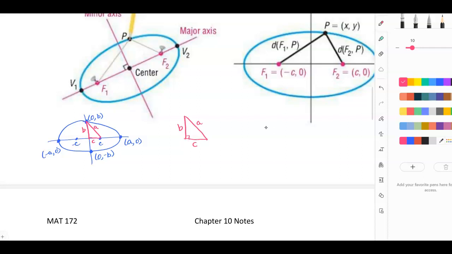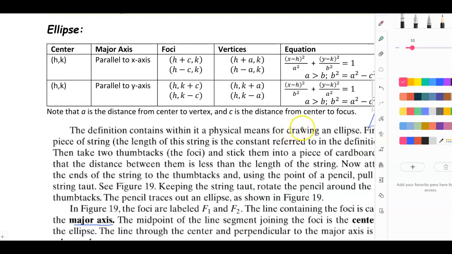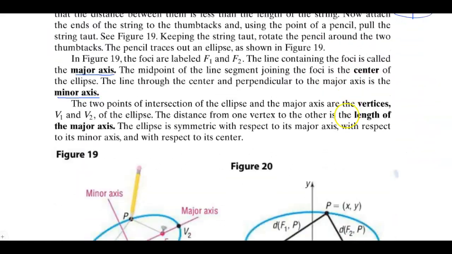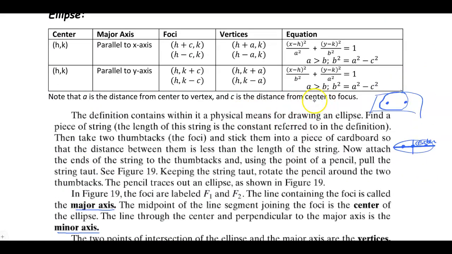So we can relate everything together with the Pythagorean theorem. So we have c squared plus b squared is equal to a squared. And if we were to solve this equation, b squared is equal to a squared minus c squared. So that's where this is coming from, because b squared equals a squared minus c squared. Okay. We just have to remember that c is going to be the distance from the center to the focus, and a is the distance from the center to the vertex.